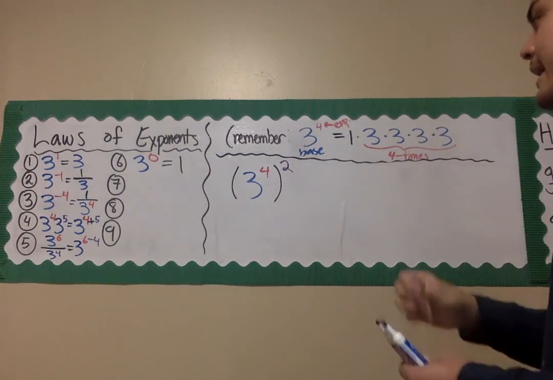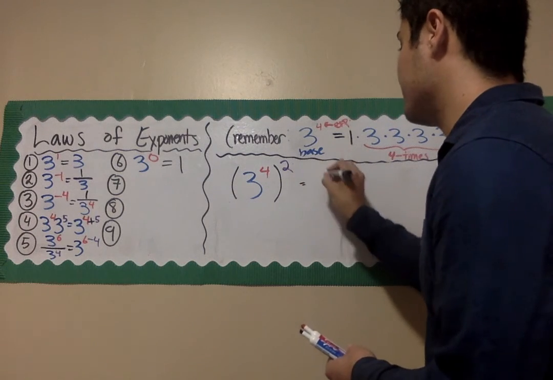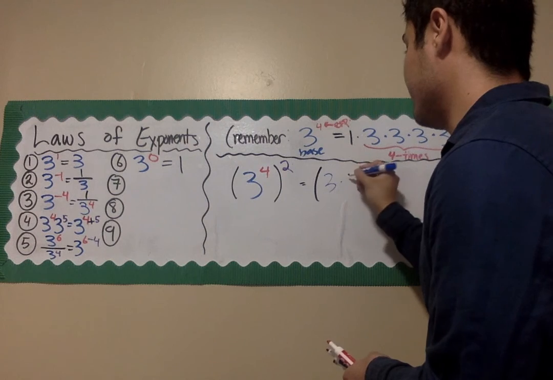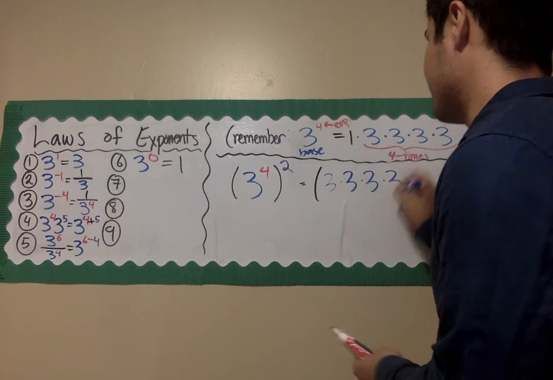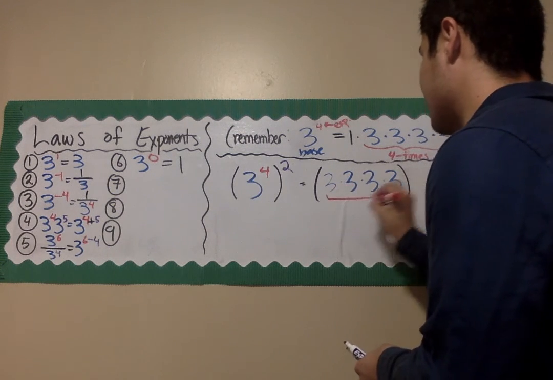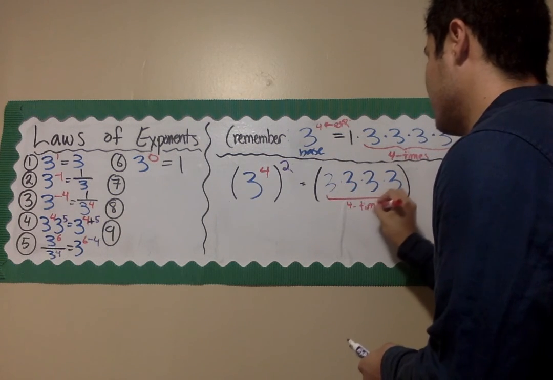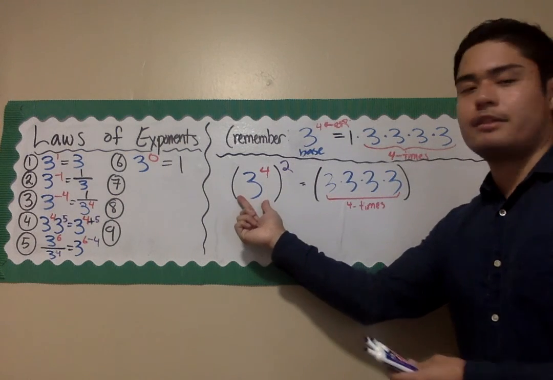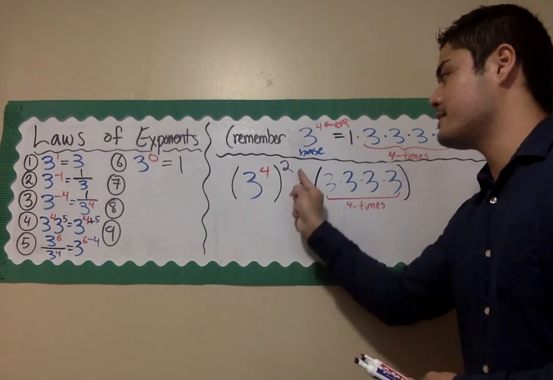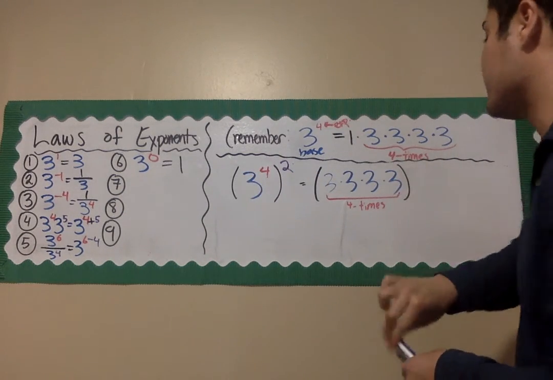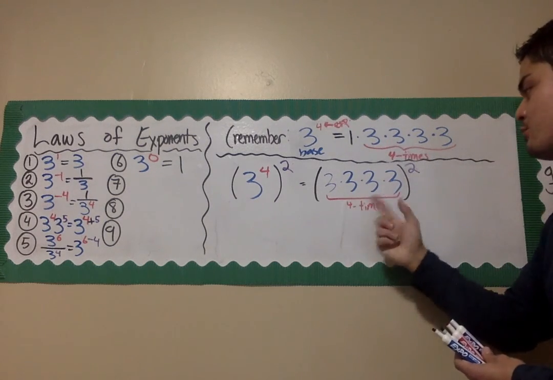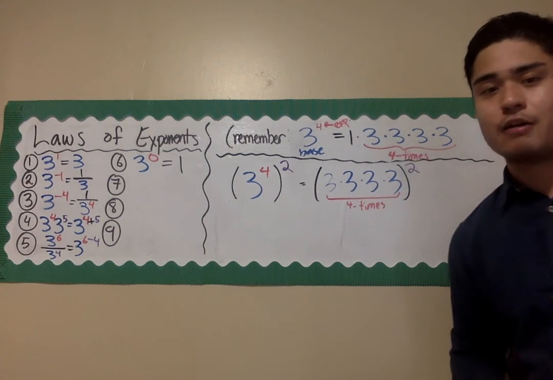I wrote it up here. It's 3 times 3 times 3 times 3. So I have 3 times 3 times 3 times 3, and I did this 4 times. Remember that we expanded this 3 to the power of 4, but that's still raised to the power of 2. The whole parentheses is raised to the power of 2. So I'm not going to forget to write that. I'm going to bring that over. So I have 3 times 3 times 3 times 3 on the inside. Everything is raised to the power of 2.